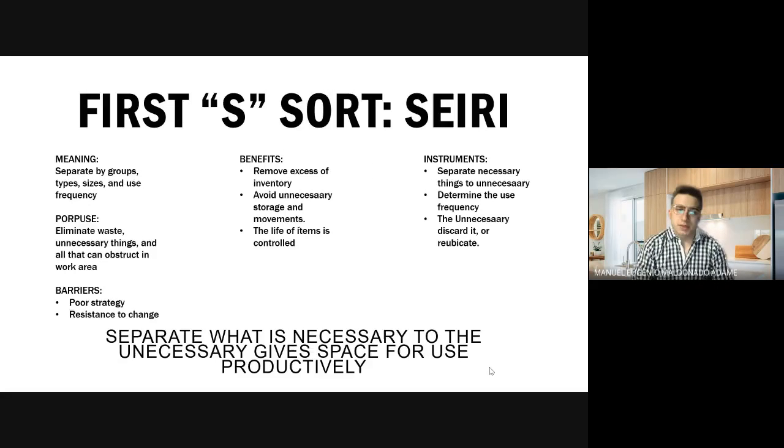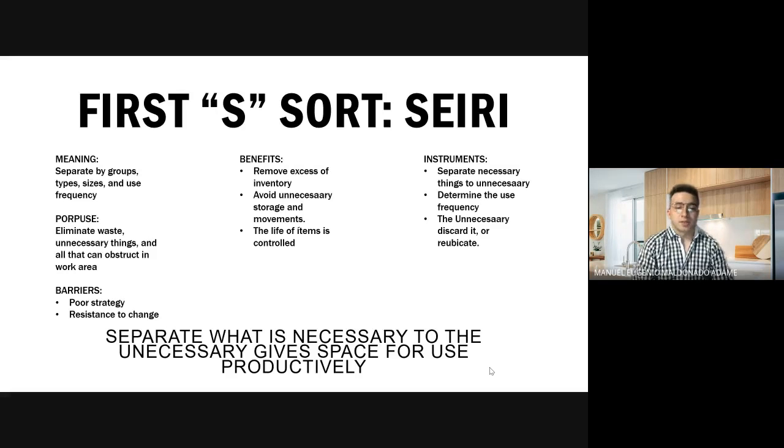The main meaning of this is to separate by groups, type, size, and use frequency of every kind of item that we have in our places. The main purpose is to eliminate waste, unnecessary things, and all the clutter in the work area. The benefits are to remove excess inventory and avoid unnecessary storage and movements.